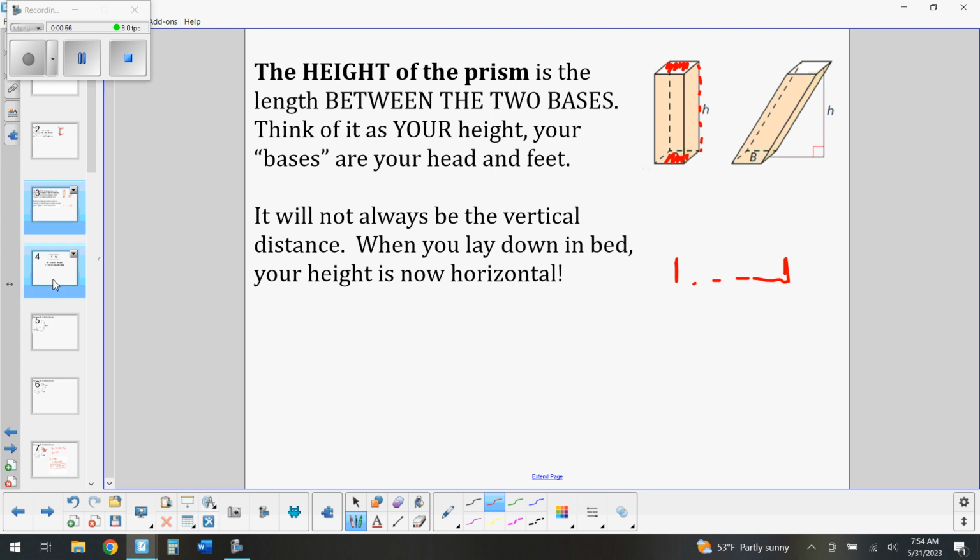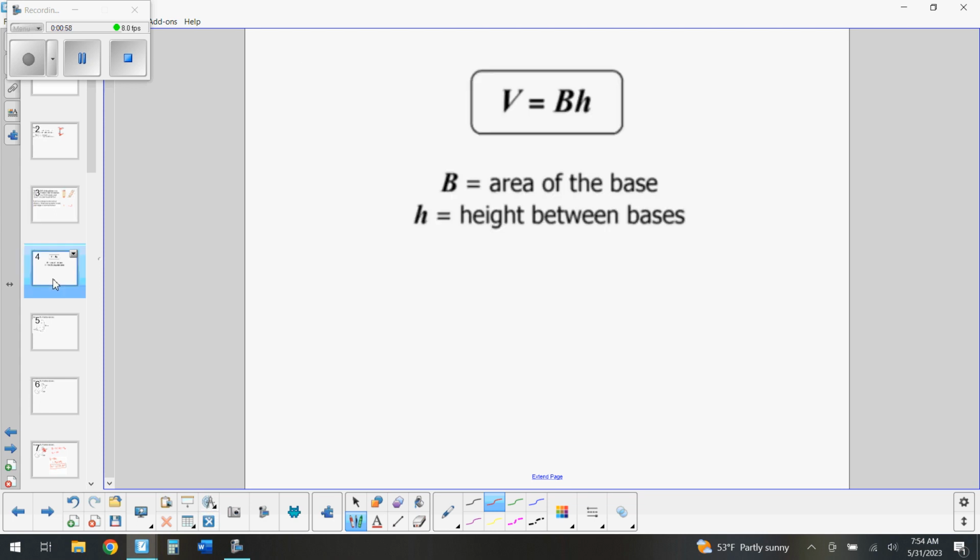So our formula is going to be B times H, and B is the area of the base. That's why it's a capital B now, right? Lowercase b usually meant the length of a base, but capital B is the area of the base, and H is the height between bases. So it's just B times H.